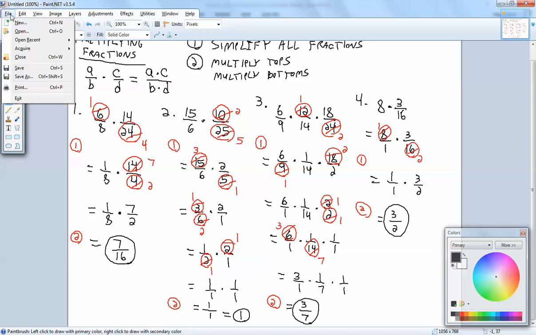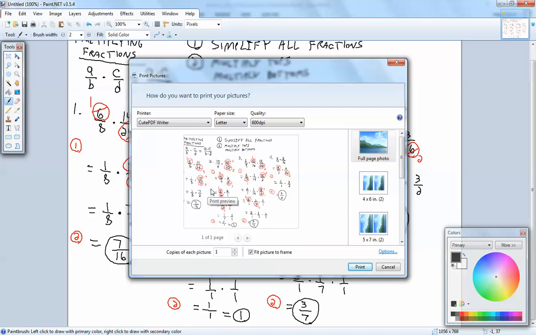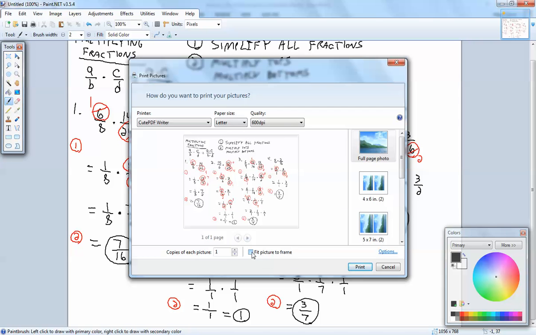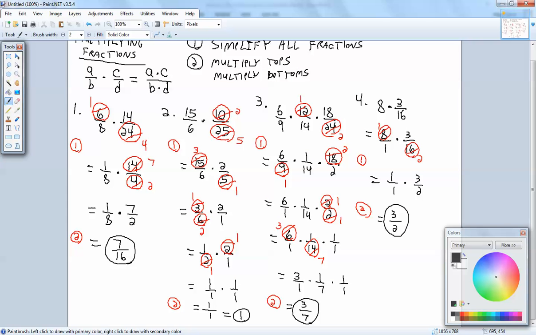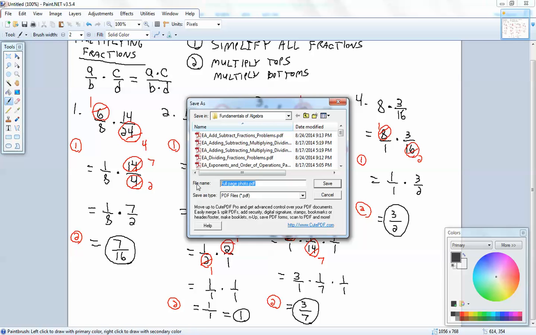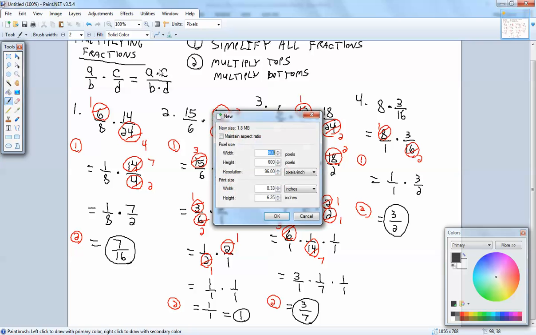Let me save this page. Multiplying fractions, page 01. Okay, let me start a new page.